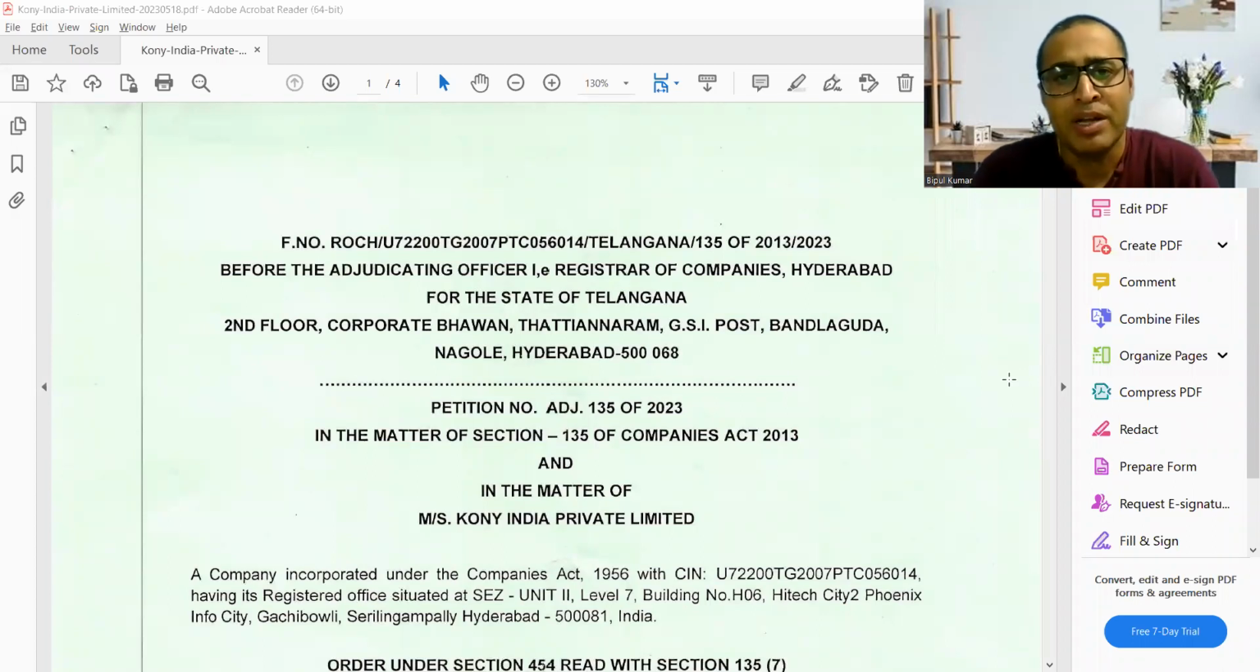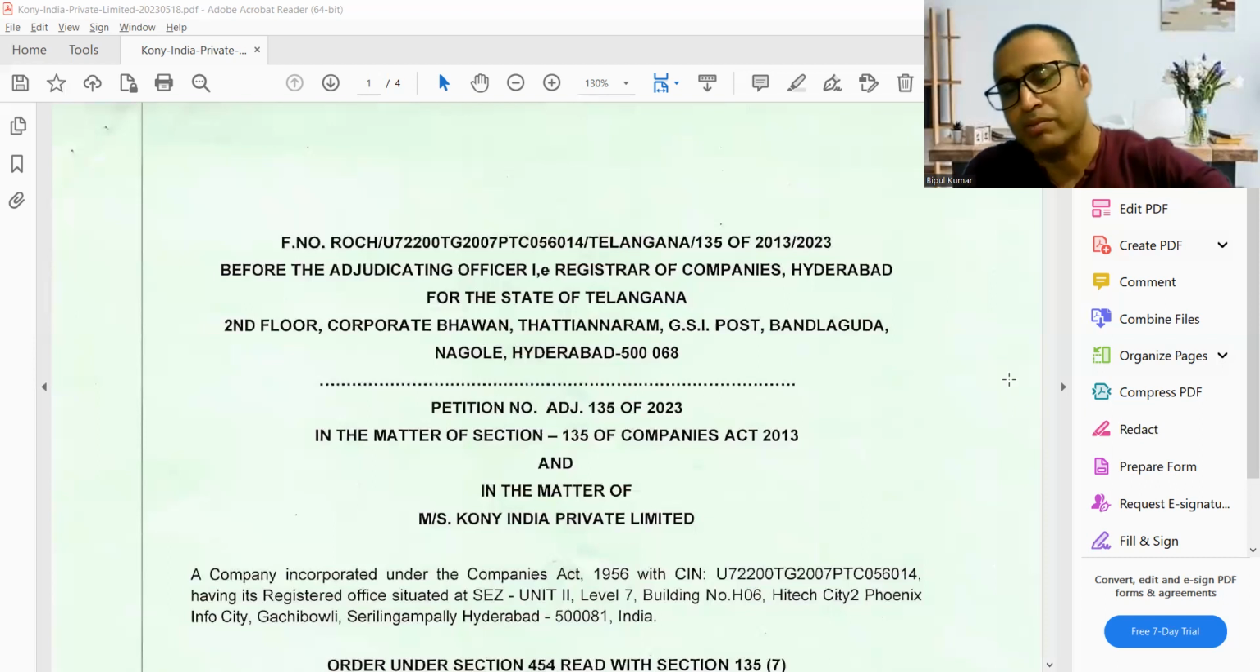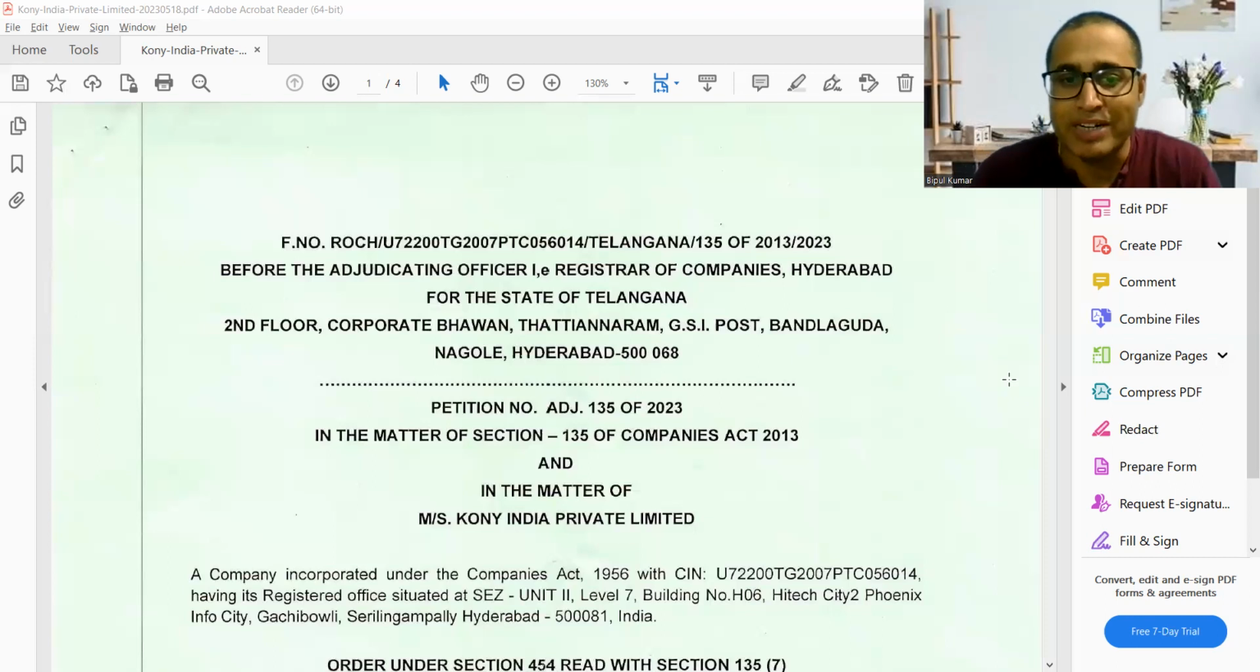Today we are discussing the Hyderabad ROC adjudication order for the violation of section 135 of the Companies Act, that is, the delayed deposit of the unspent CSR fund in a scheduled bank. In this case, the penalty imposed on the company is twice the amount of the default, and the total penalty imposed on the company and officer in default is 92.18 lakhs. Let's see the facts of the case.